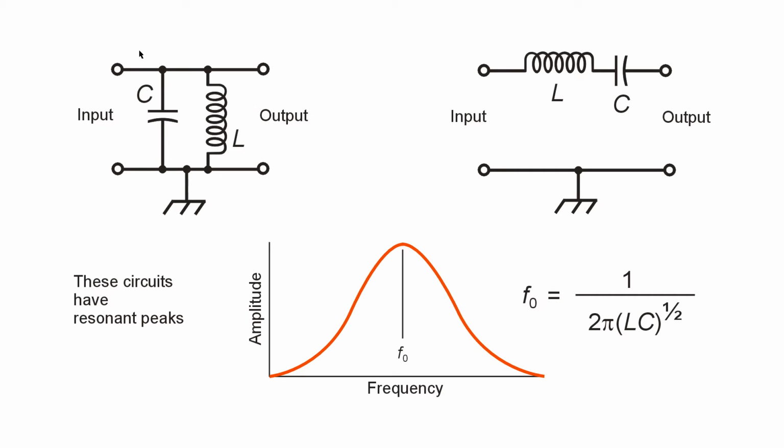This is called a parallel resonant circuit right here, because the capacitance and the inductance appear in parallel, whereas this is called a series resonant circuit, and the reason should be pretty obvious. The capacitance and the inductance appear in series. The same equation holds for both types of circuits.